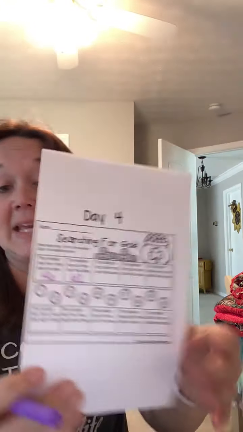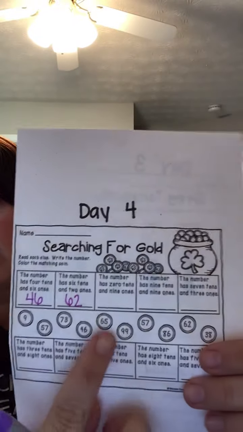62. Great job. All right, I want you to try the next one. Okay, and we write the 62 like that, 6 and a 2. Okay, the next problem says this number has 0 tens and 9 ones.